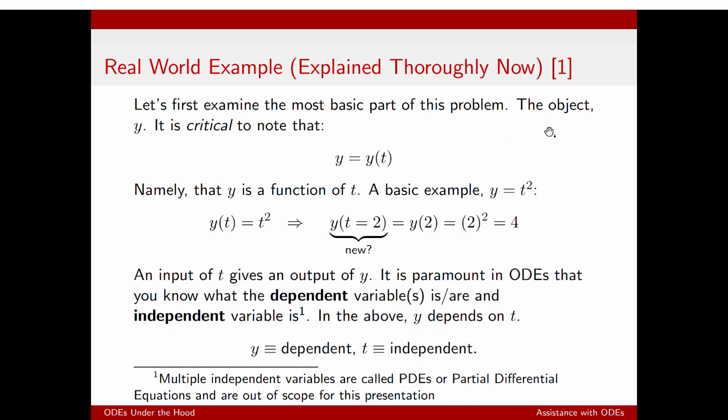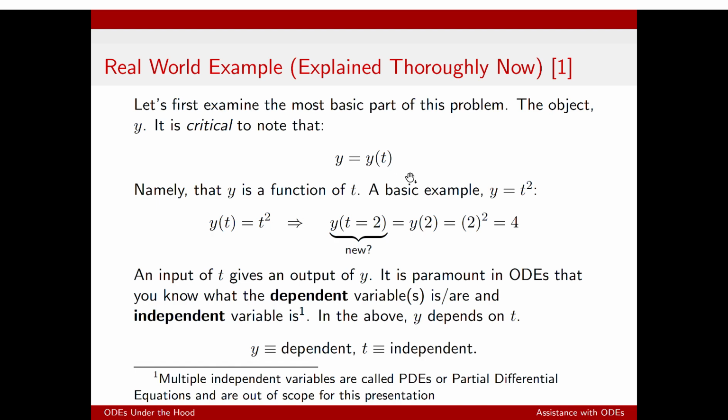So the object y, right? It's really important to note that we shorthand a lot of things in math, and in ODEs, when you shorthand stuff, if you don't know what the shorthanding is from, you're going to be in a lot of trouble. Things are going to be really confusing. So here, if we instead have y, we're going to note that this equals y of t, right? So you've probably seen this notation before.